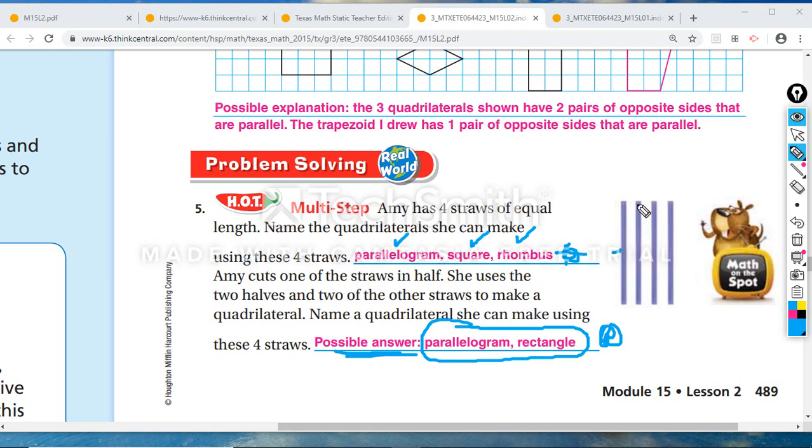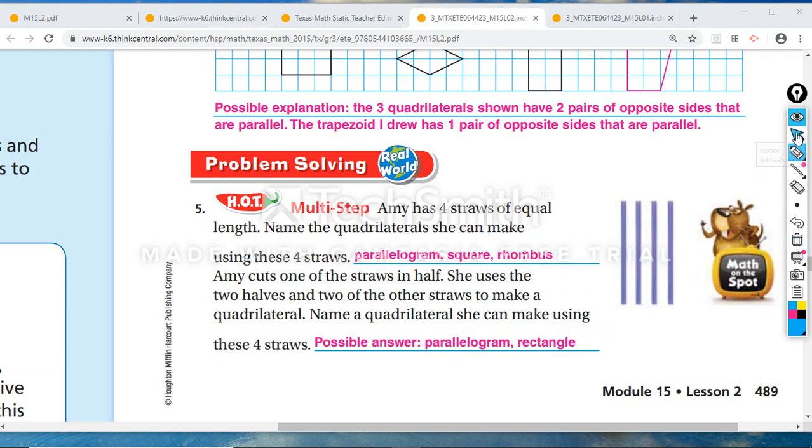Okay, and again, this is a visual one that you can see. And why is this true? Because she has the four straws of equal length. They're equal length. So you're going to be able to make a rhombus because a rhombus has four sides of equal length, and so does a square, and so does a parallelogram. And then they're going to be put together to form those shapes. And if you want to try it out on your own with sticks or toothpicks or straws or anything that you have of equal size, okay, of equal length.